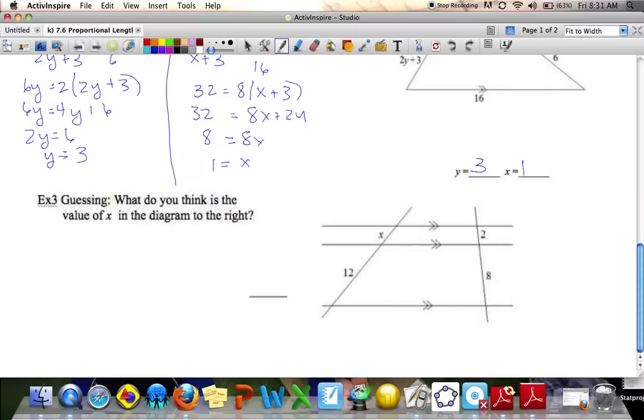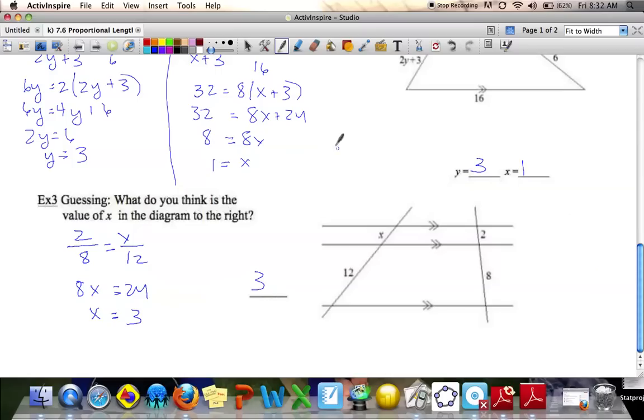Looking below, we have parallel lines. We have proportional sides. You could actually almost finish off this triangle if you wanted to, but basically it turns out that the proportion of 2 to 8 would be the same as x to 12. Cross multiplying, 8x equals 24, or x equals 3.